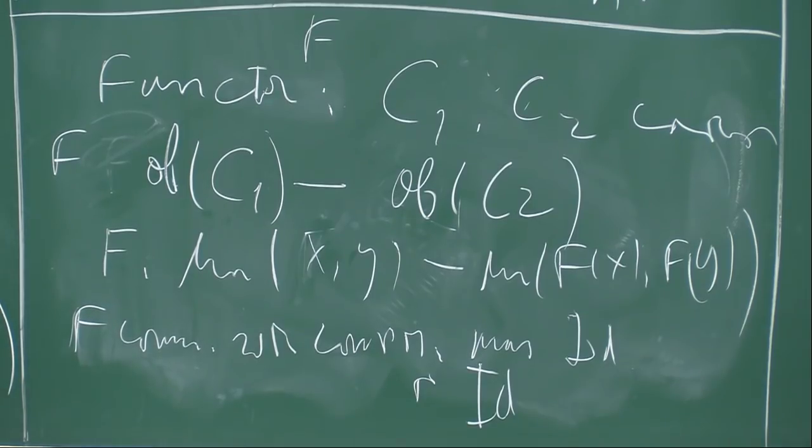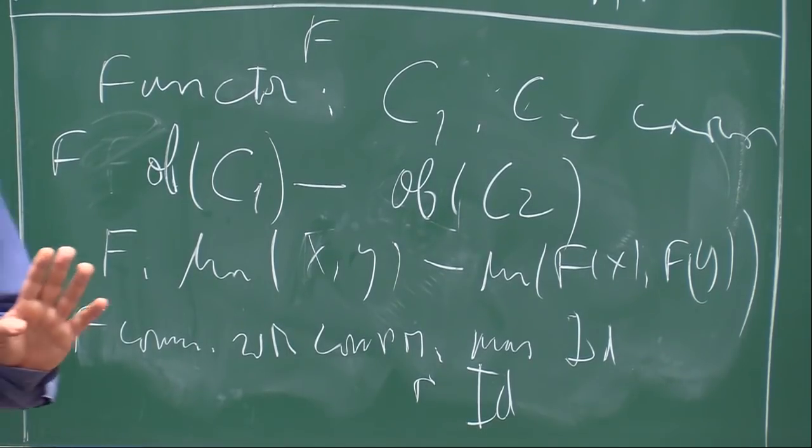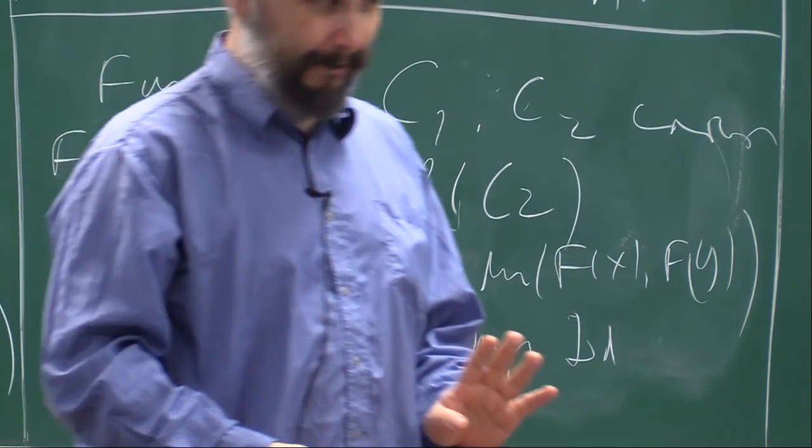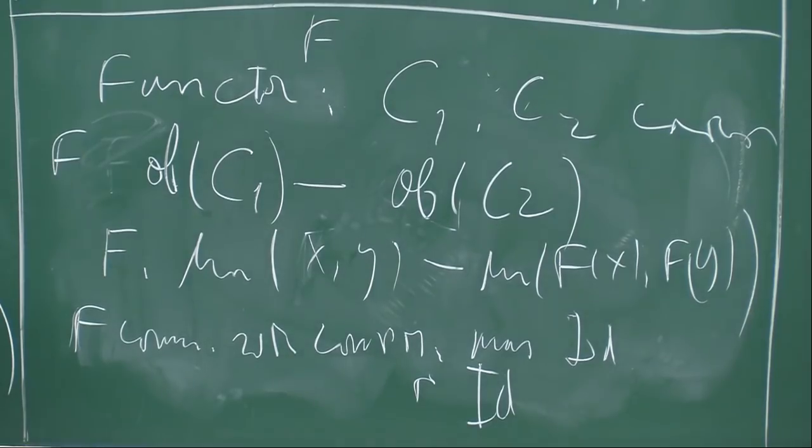So the notion of functor simplifies stating different theorems. For instance, there is no natural isomorphism between a vector space and its dual vector space. We know that for finite-dimensional spaces, V is isomorphic to V dual, but this is non-natural. It's very hard to state that non-naturality if you don't use categories. But if you use them, you can just state that there is no functor. And you can prove it. It's not hard.